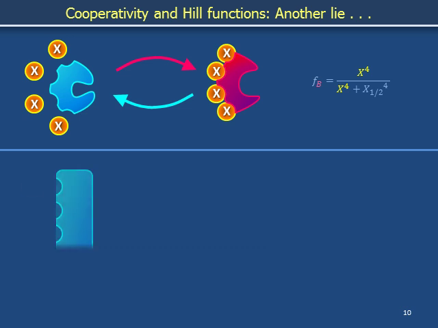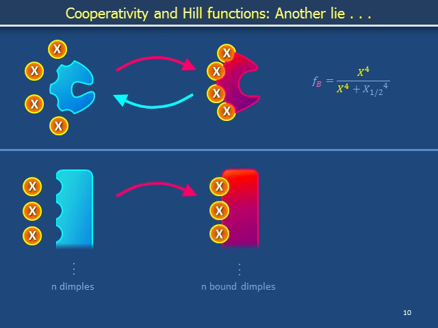In a more general case, a free enzyme might display n dimples. If n copies of protein are simultaneously hanging out, one at each dimple, the enzyme could have a convulsion and grab onto the proteins, achieving a tightly bound conformation. Again, this conformation is not permanent. This is the corresponding Hill function. The bound fraction of the enzyme population f sub b equals x to the n divided by x to the n plus x sub half to the n.